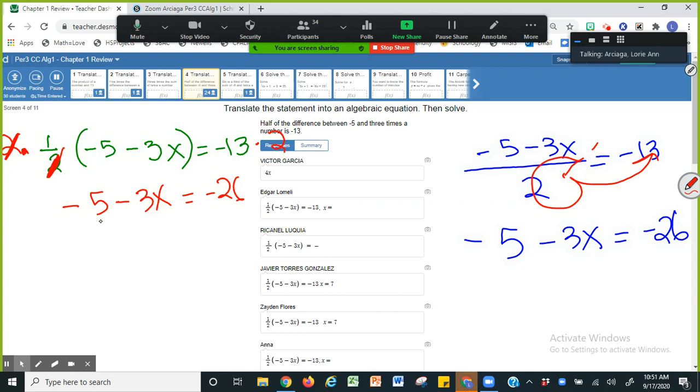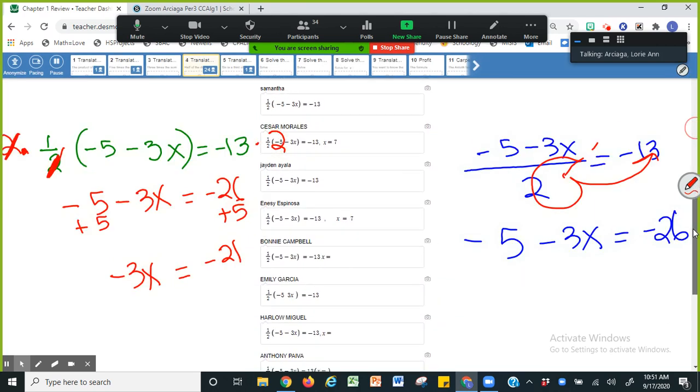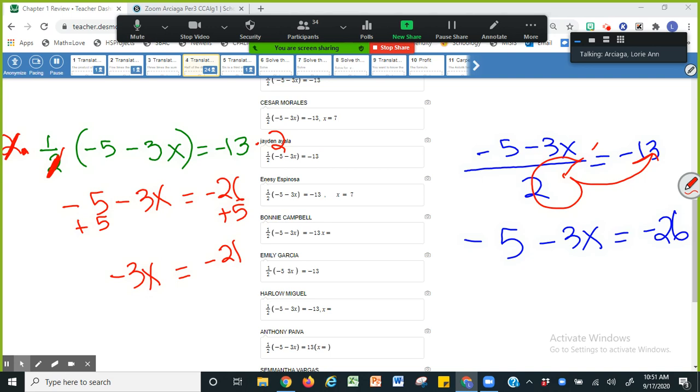So let's add 5 here. Plus 5, plus 5. Is that what you guys did? So -3x is equal to, okay, different signs. So subtract, take the sign of the bigger number. So that's going to be -21. And I can see a lot of you wrote 7. Okay, 7. Nice. So x is equal to, oh, what did I do? x is equal to +7. Great. Okay.